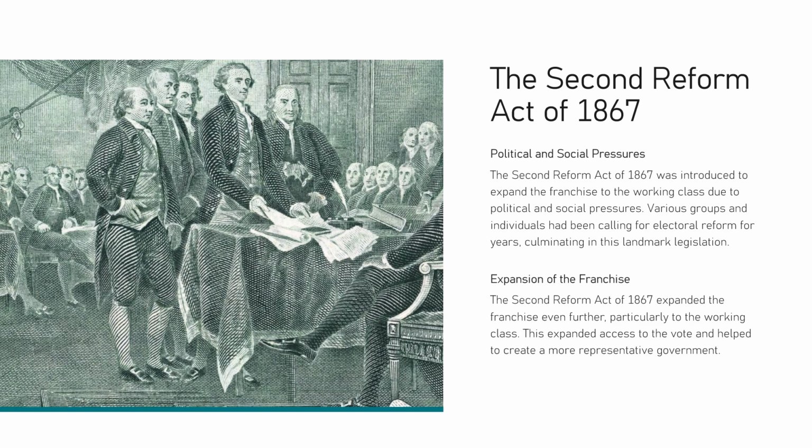The Second Reform Act of 1867. Political and social pressures. The Second Reform Act of 1867 was introduced to expand the franchise to the working class due to political and social pressures. Various groups and individuals had been calling for electoral reform for years, culminating in this landmark legislation. Expansion of the franchise. The Second Reform Act of 1867 expanded the franchise even further, particularly to the working class. This expanded access to the vote and helped to create a more representative government.